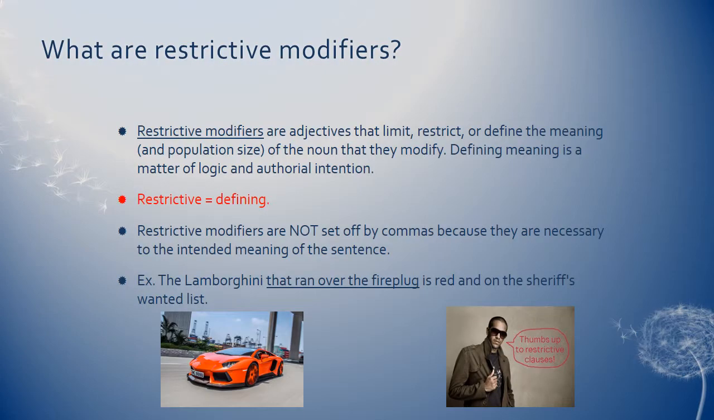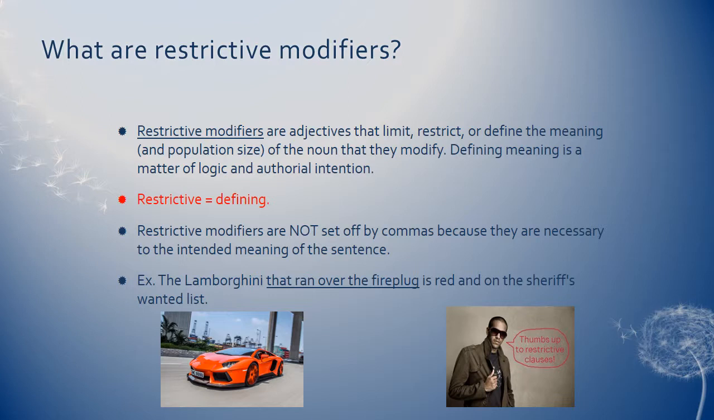What are restrictive modifiers? Restrictive modifiers are adjectives that limit, restrict, or define the meaning of the noun that they modify. Defining meaning is a matter of logic and of authorial intention. Now here, restrictive equals defining. Restrictive modifiers are not set off by commas because they are necessary to the intended meaning of the sentence. So that's the major principle.